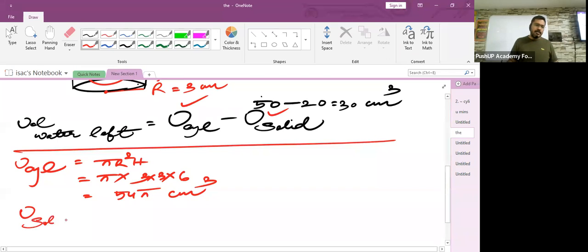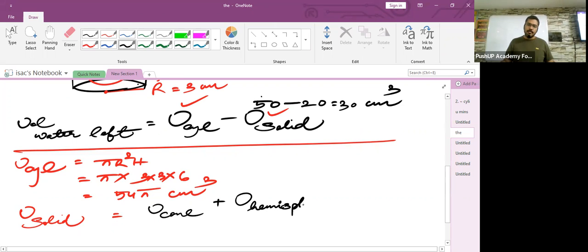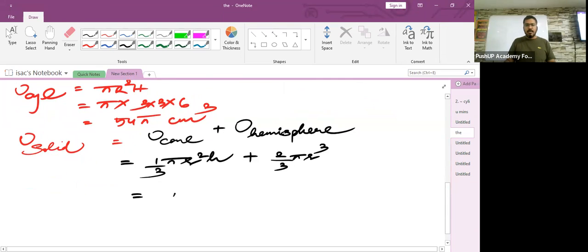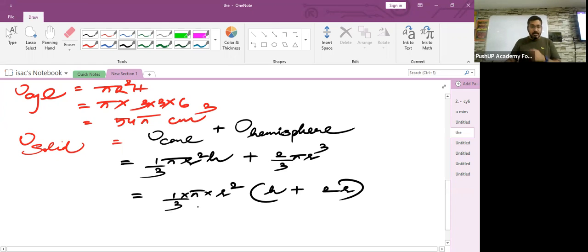Now, let's find the volume of the solid. That would be equal to how much, children? Volume of the cone plus the volume of the hemisphere. How do you find volume of a cone? Is 1 by 3 pi r square h plus volume of the hemisphere is what? 2 by 3 pi r cube. Now here also I can take something common. One is 1 by 3, then pi and then r square, isn't it? So h plus 2r. You all agree with this? H plus 2r. Do it carefully, okay?